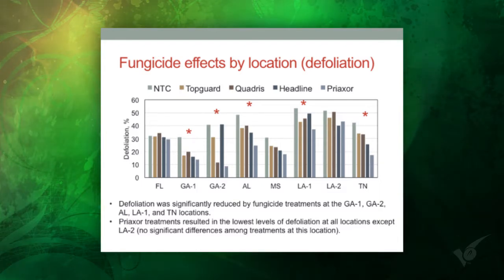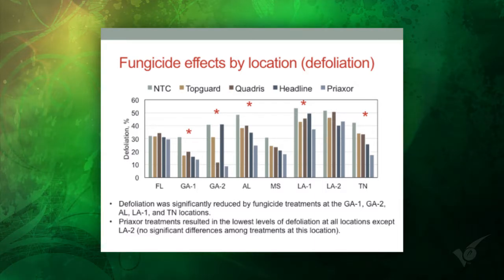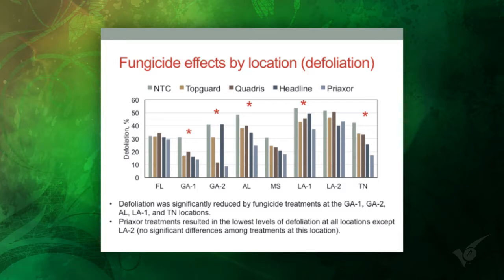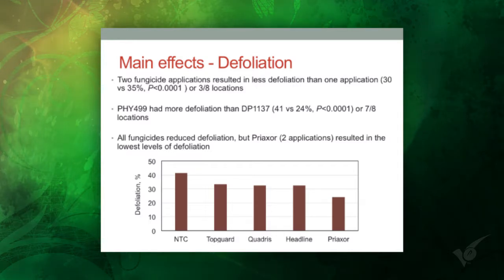Priaxor in this case probably did the best in controlling the defoliation. All of those were significant compared to non-treated control, except for that in, I think, one of the Louisiana trials there. It didn't seem to have as great a response. So a little variation again there within some of that data set. Sometimes those are a little challenging to look at, so we'll look at a couple of the main effects here.